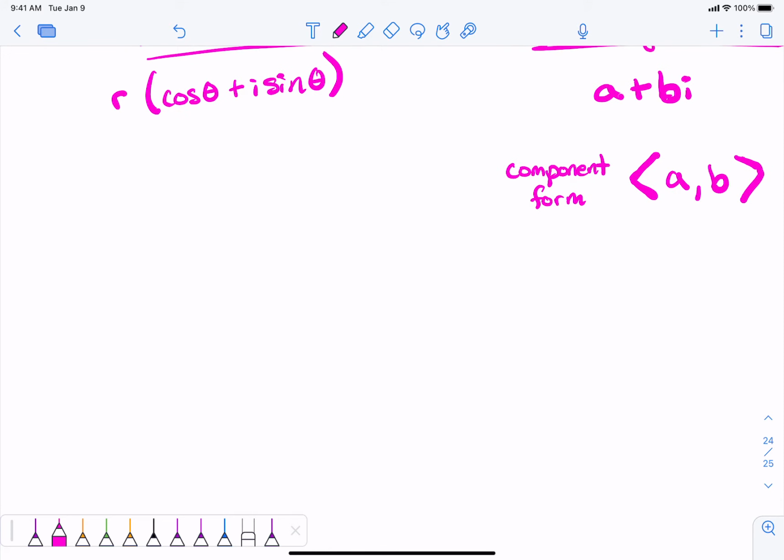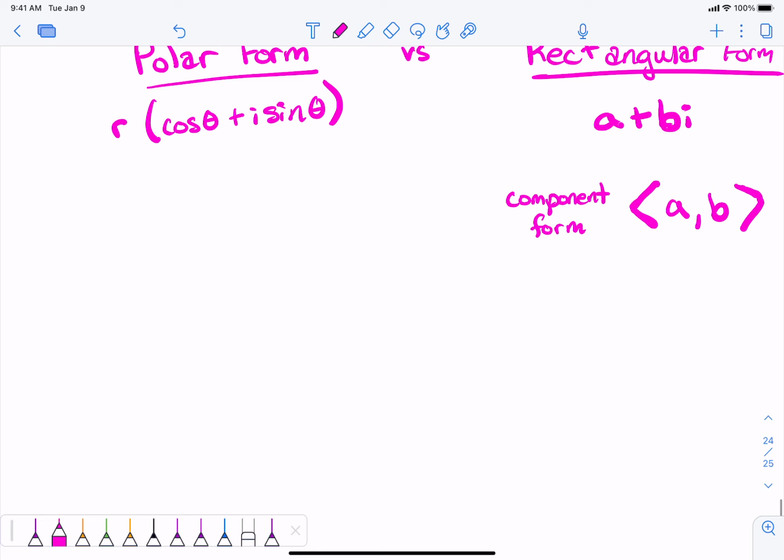Are we taking up too much room already? No? Not too bad? Okay. Well, that depends on how much more we have to go.